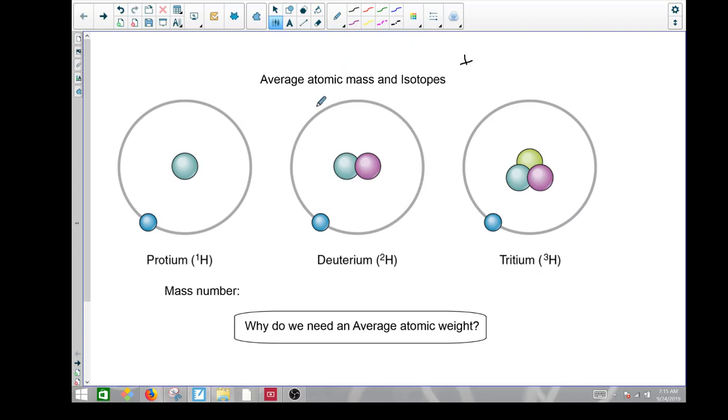Alright, so we have three different atoms here, and these are the names of the atoms, and of course these are all hydrogen. So, how do I know they're hydrogen? Well, we have the proton located right here, proton located here. Now we have a neutron here, and then we have a proton, and then we have two neutrons here. So in this case, what is the mass of these atoms?